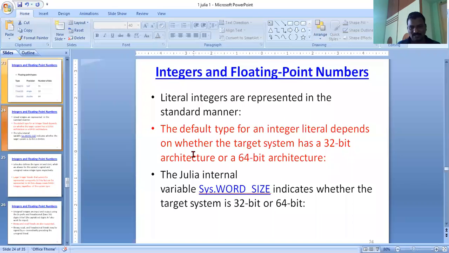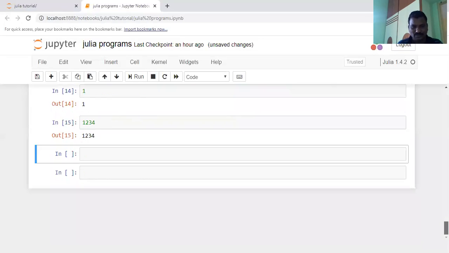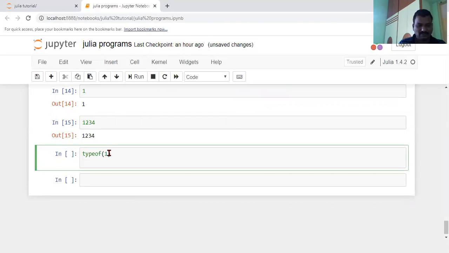The second important one is the default type of integer. The default type of an integer literal depends upon whether the target system has a 32-bit or 64-bit architecture. I already explained the type here. For example, what is the type of the value 1? How can you calculate the type of 1? If you take typeof(1), what is the type of 1?